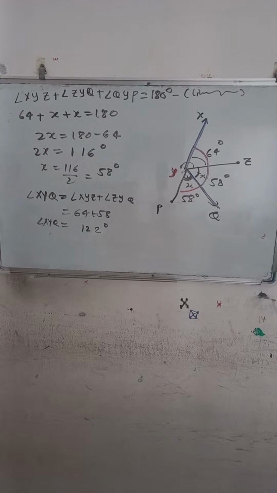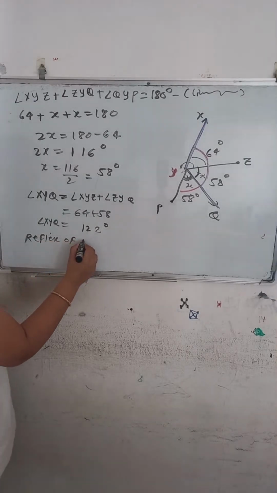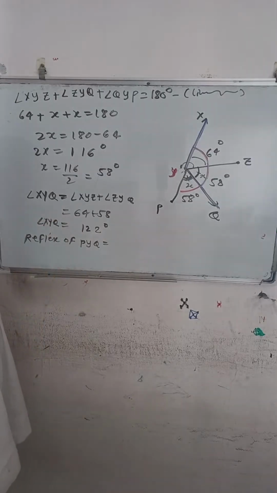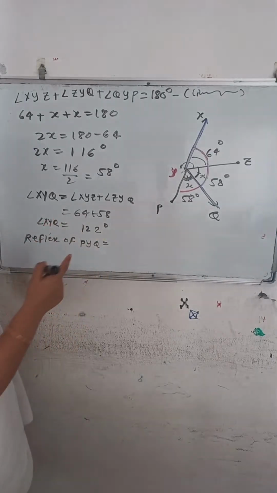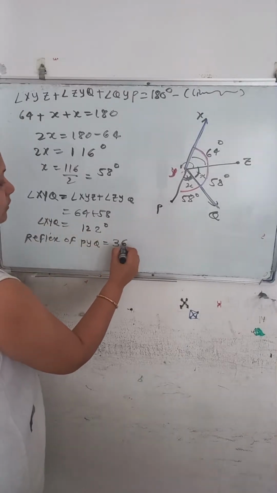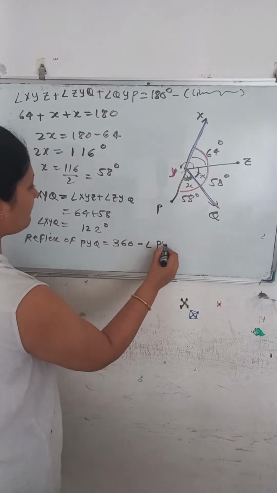122 is the angle. And they are asking the reflex of angle PYQ. Just now I told you reflex means exterior angle, and the PYQ angle you have to subtract from the 360. It is very easy to keep it in your mind. 360 minus angle PYQ.